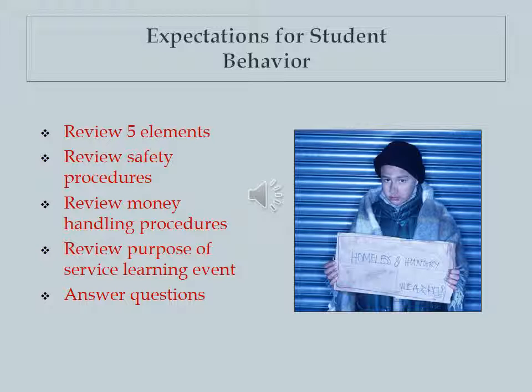As with all service learning projects, my students would need to have expectations for student behavior. First, we would review the 5 elements of social and emotional learning, therefore activating prior knowledge. We would review safety procedures, money handling procedures, and review the purpose of why we are completing this service learning event. After those elements, I would make sure that there was enough time to provide answers for any questions that are asked.